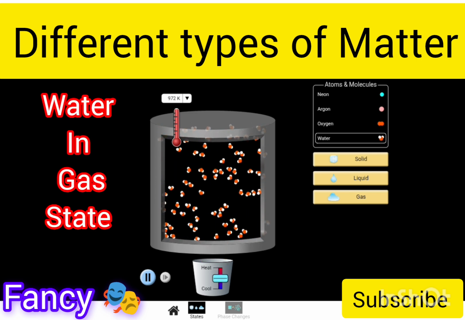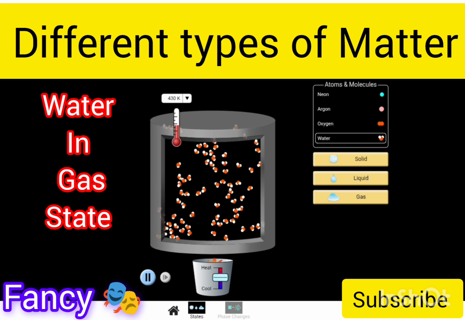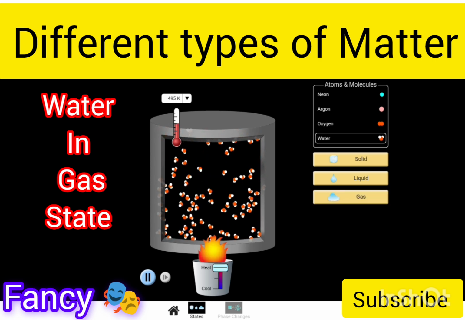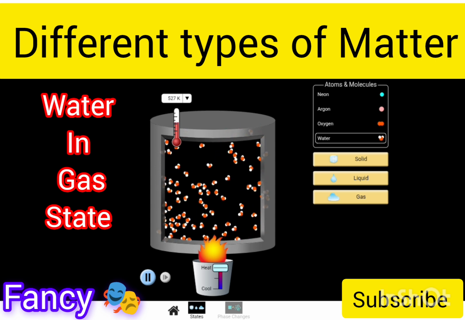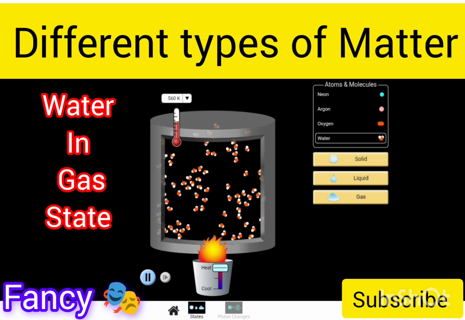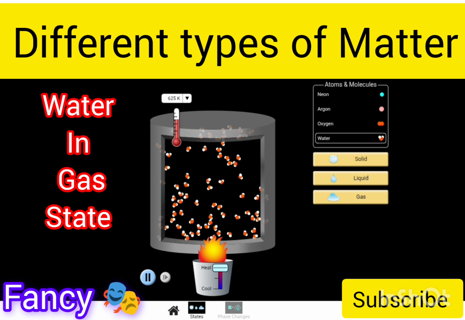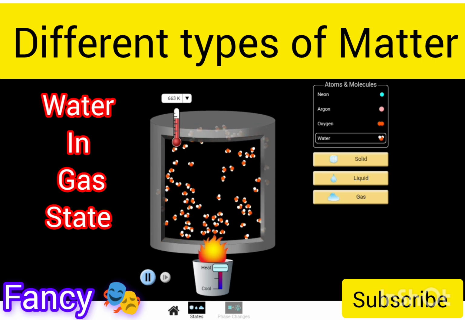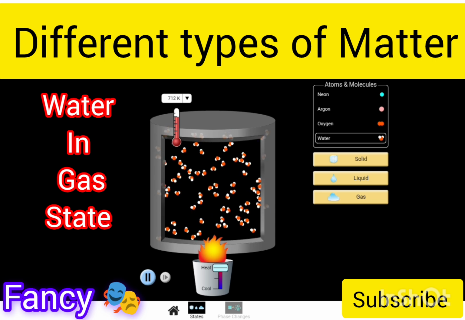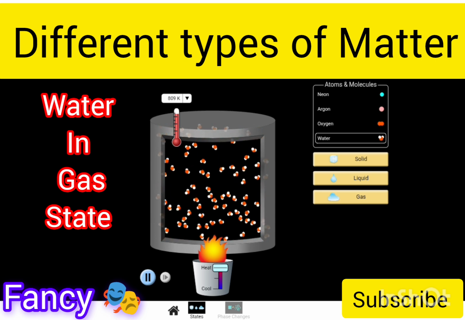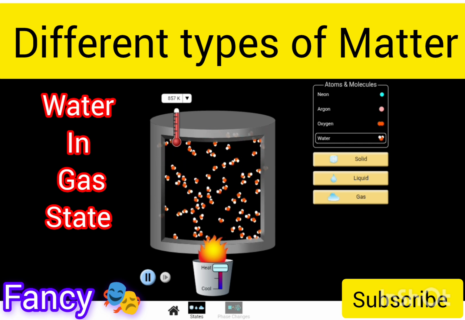Okay, now let me take the gaseous state of the water. Now I am going to apply the heat again. Now look at this, what happens to the water atoms and molecules? They are moving far away from each other. Look at the temperature also rising more vigorously, and the molecules also moving more vigorously when compared to the solid and liquid state, isn't it, children? This is about water in its solid, liquid and gaseous states.